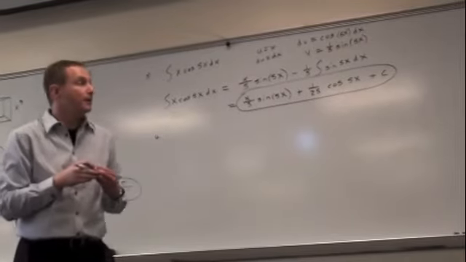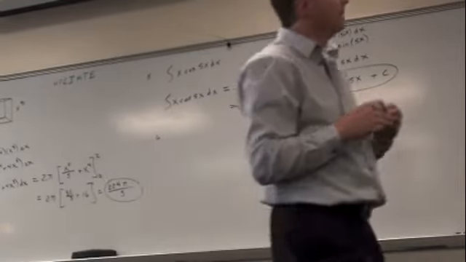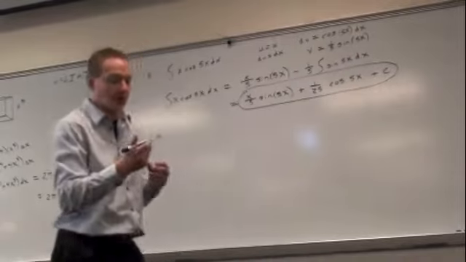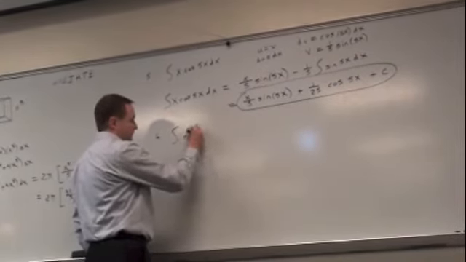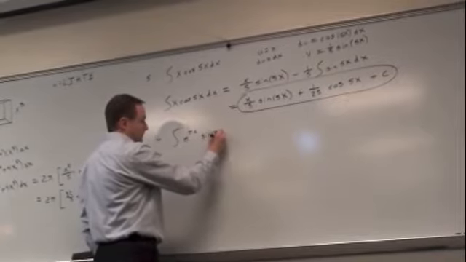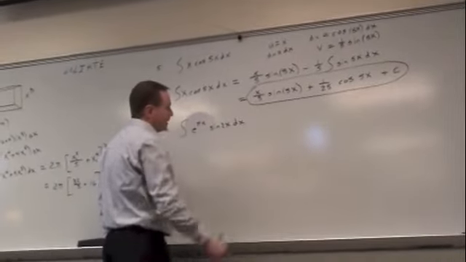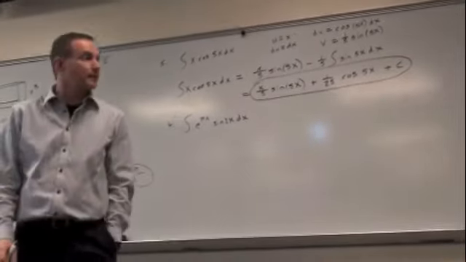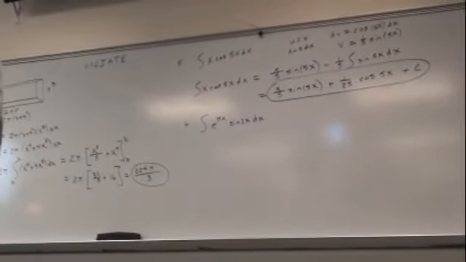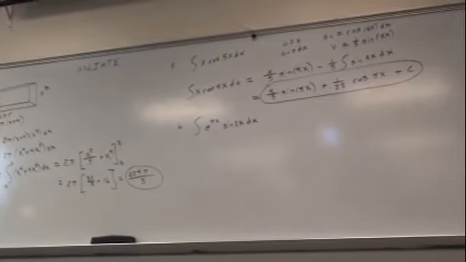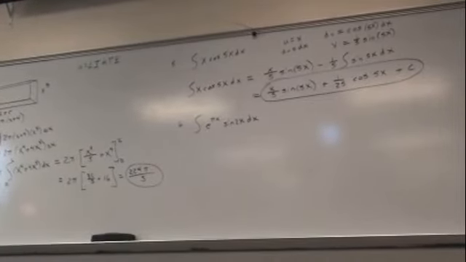The integral of e to the pi x sine of 2x. What do you automatically recognize this problem as? Anytime you have an exponential function and a trigonometric function, it's a cycle. It's a cycle.